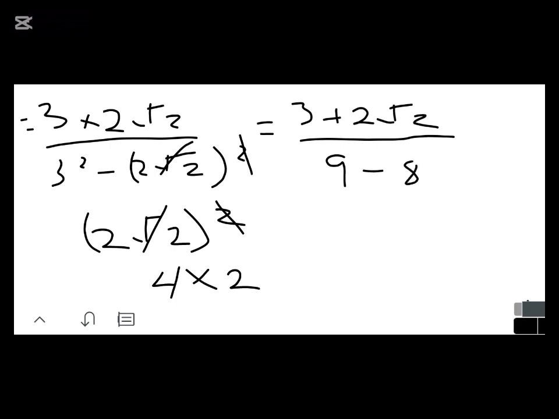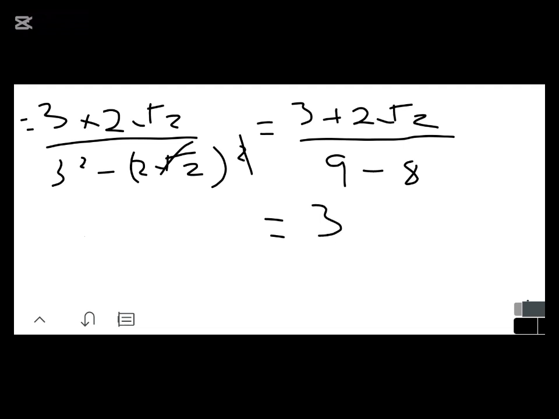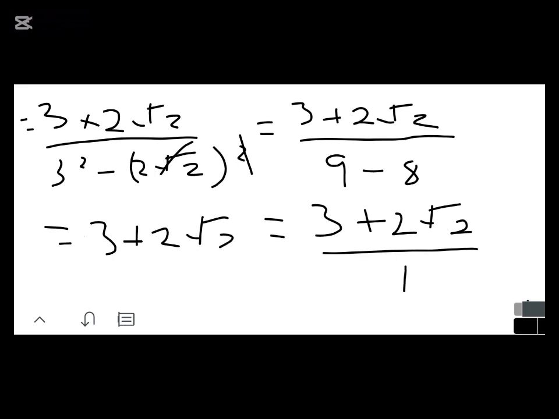So we continue from there. We get 3 plus 2 square root of 2. 9 minus 8 is 1. And every fraction is over 1. So our final answer is 3 plus 2 square root of 2. Very simple.